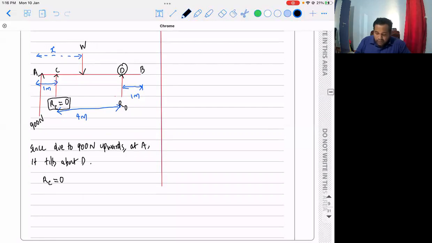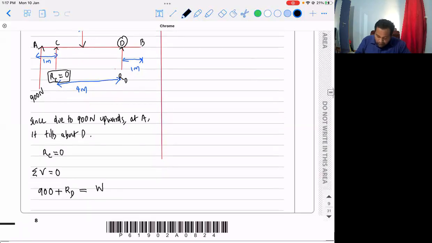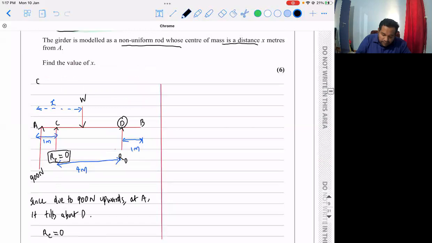So we can go for equilibrium equation. The total force in the vertical direction is equal to 0. That means 900 plus RD is equal to W, because we are not interested to consider RC, right? Or if you're making RD the subject, it is W minus 900. So value of RD, we got it as W minus 900, equation number 1. So this is actually case number 1.